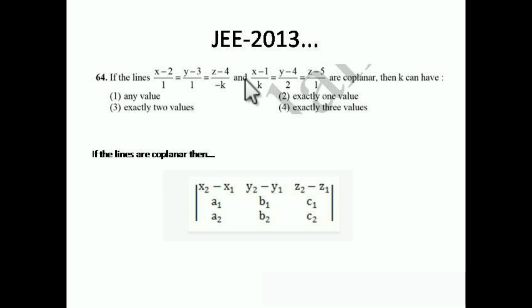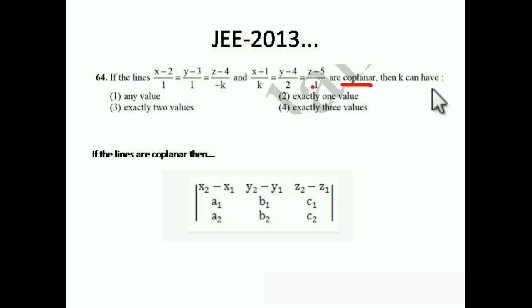This is also asked in JEE 2013. If the lines (x minus 2) by 1 is equal to (y minus 3) by 1 is equal to (z minus 4) by minus k, and (x minus 1) by k, (y minus 4) by 2 and (z minus 5) by 1 are coplanar, they say it's coplanar, then k can have. So ultimately we have to find the value of k.